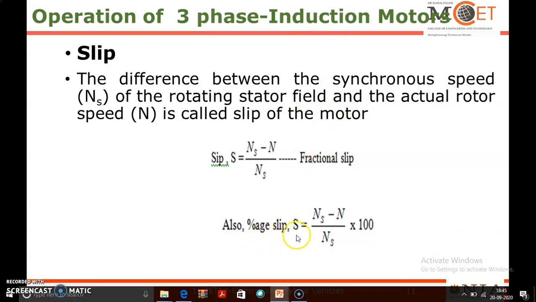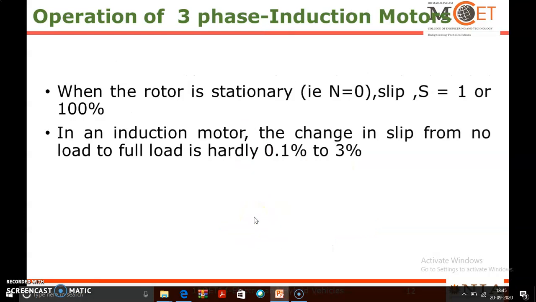So the percentage of slip S is equal to Ns, that is the RMF speed developed by the stator, minus N, that is the actual speed of the rotor, divided by Ns, into 100, as it is a percentage slip. Next, when the rotor is stationary, that means the rotor speed is 0, then slip is equal to 1, or simply 100%.